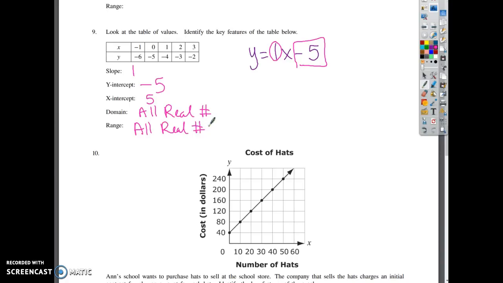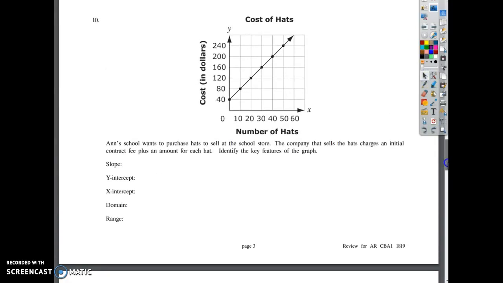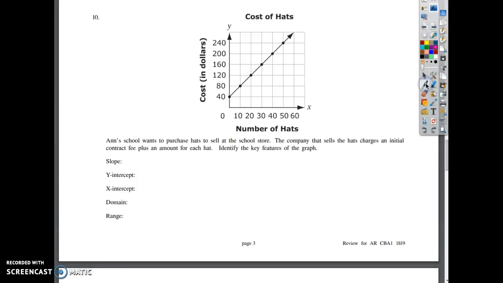Problem number 10. In order to get the equation for this, we need 2 or 3 points, and we need to put them in a table. So I'm just going to pick 1, 2, 3 points. So what point is this one? 0, 40. Write it down. What point is this one?